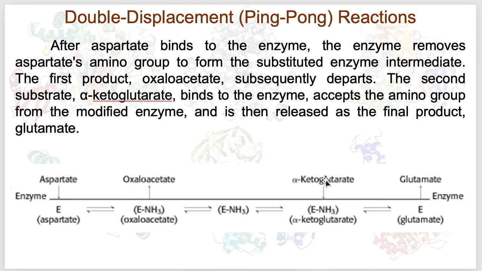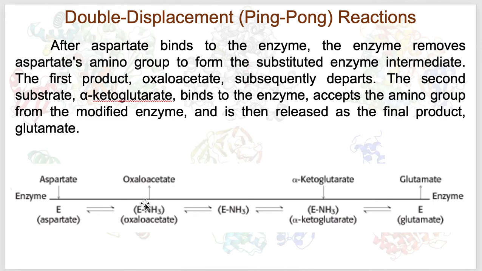Then the second substrate comes and binds with this intermediate enzyme structure. Finally, this NH3 group is transferred from the modified intermediate enzyme to alpha-ketoglutarate. The alpha-ketoglutarate becomes glutamate, and the enzyme gets back to its original form. So that's why it is called double displacement.